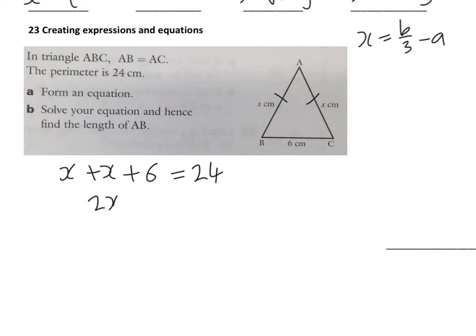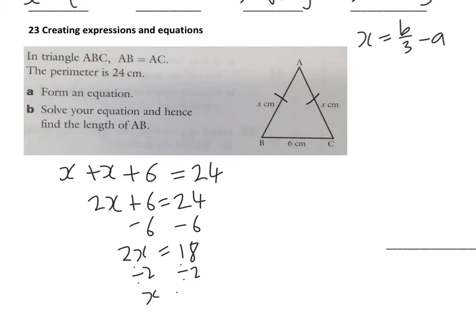Well, if I simplify that first, that's 2x plus 6 equals 24. I can subtract 6 from both sides to get 2x equals 18, and divide by 2 to get x equals 9. And 9 is the length of AB, so that's your answer.